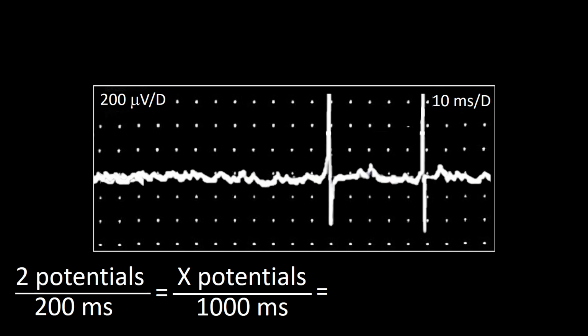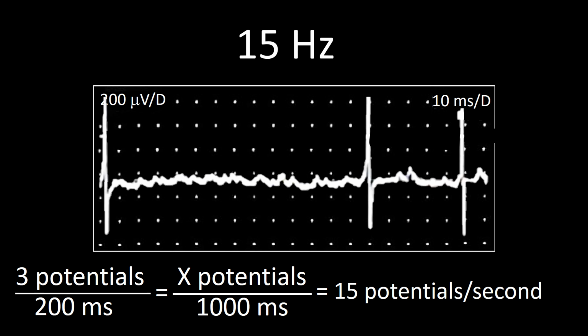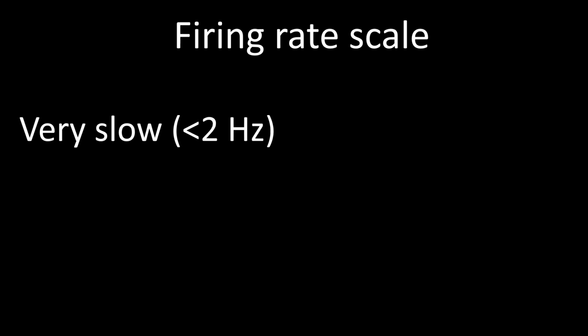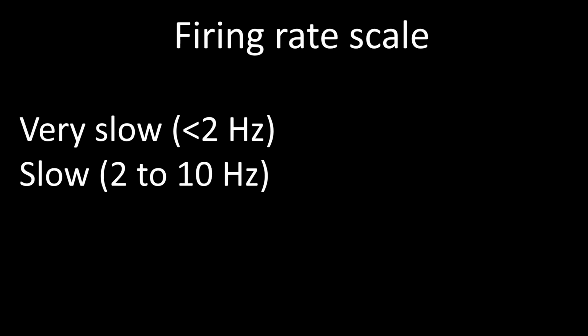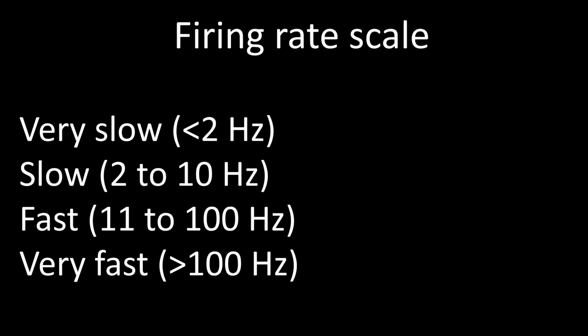If we see 2 potentials in the screen, using the same equation, we will calculate 10 potentials per second, hence 10 Hz. And if we see 3 potentials, 15 Hz. A frequently used but not universally accepted firing rate scale goes as follows. Very slow if the potential appears with a frequency of less than 2 Hz. Slow if they are occurring with a frequency of 2 to 10 Hz. Fast if the frequency is 11 to 100 Hz, and very fast if the frequency is over 100 Hz.